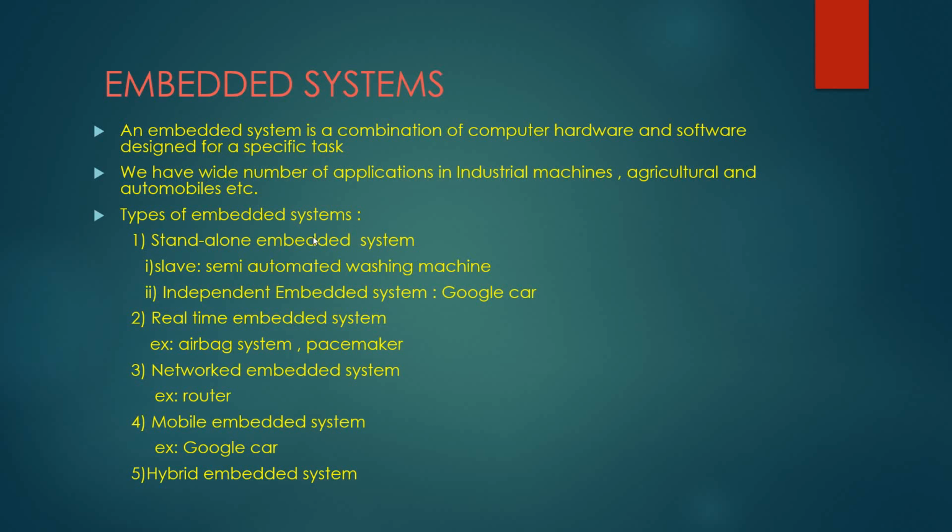The second one is the real-time embedded system. These embedded systems operate based on time. They have to respond based upon the time. Examples are the airbag system in a car and a pacemaker. The third one is a networked embedded system. An example is a router. We have another two types: mobile embedded system and hybrid embedded system. These are the types of embedded systems.